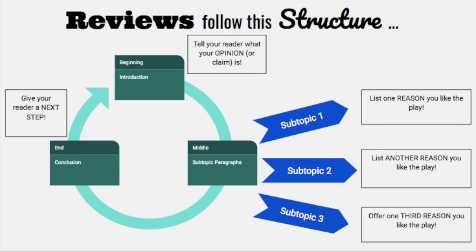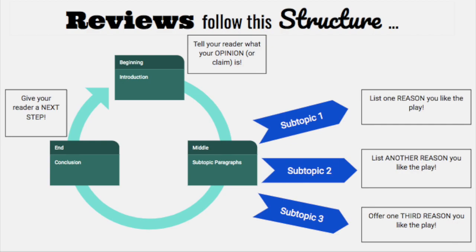Now, in the middle, that's where you write your subtopic paragraphs. And in the case of writing reviews, your subtopics are just the reasons that you have for liking something. So in this particular case, you're going to give 3 different reasons for why you like a friend's play. For example, yesterday you read my first subtopic for my play review for Sean's play, and I shared that I believe that Sean's play was super creative, and one way that it was super creative was because of the puppets that he decided to use.